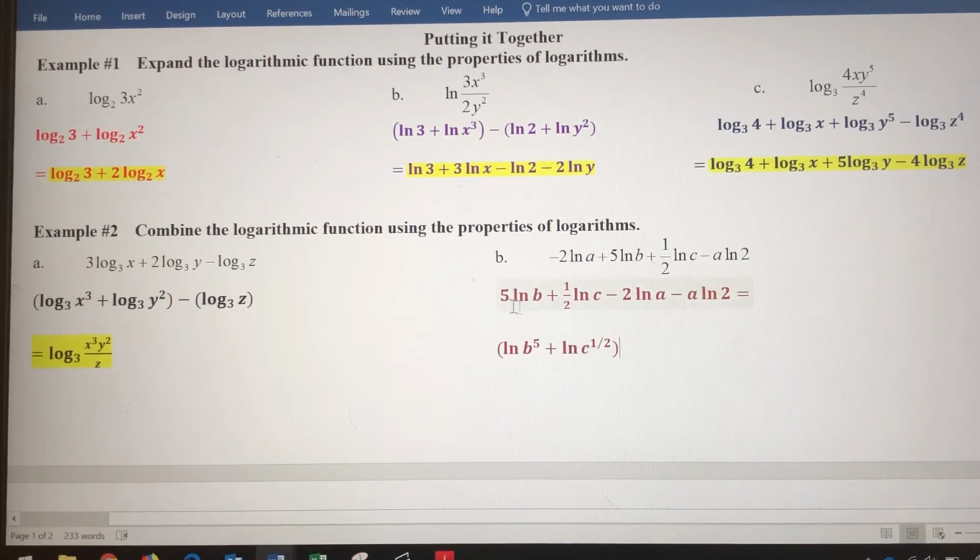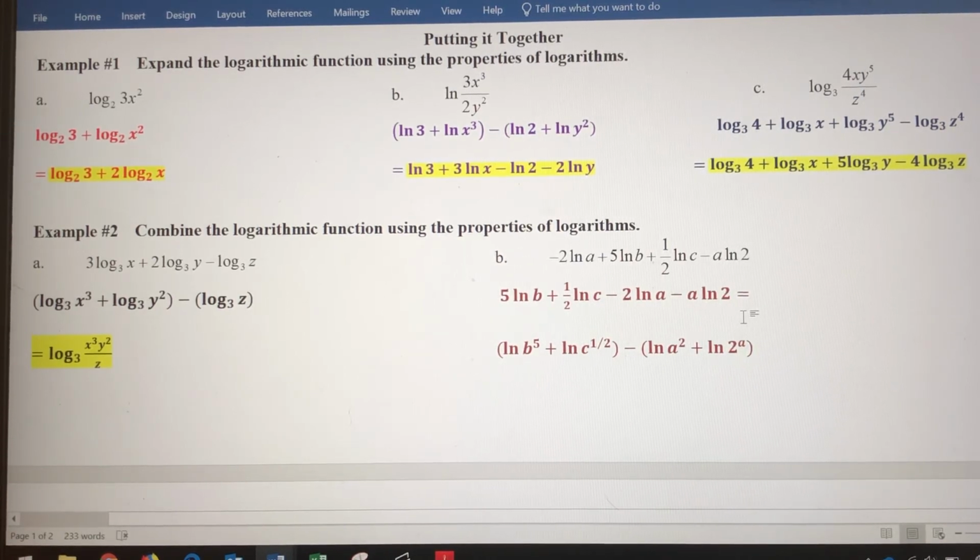So first thing, the 5 goes up, and this becomes natural log of b to the 5th. The 1/2 goes up to the exponent spot, and that's going to be natural log of c to the 1/2. Now, I'm going to factor out a negative because I want to group those together, and I'm also going to move the coefficients up to the exponent spot. So we factor out the negative. So this is natural log of a squared. So we're only moving the 2 up. We took out a negative. And we're going to move the a up here. So this is going to be natural log of 2 to the a power.